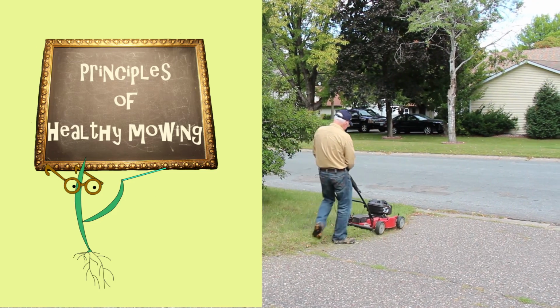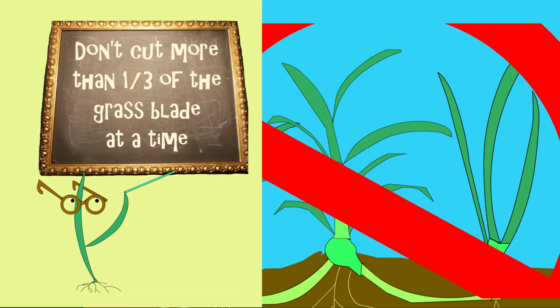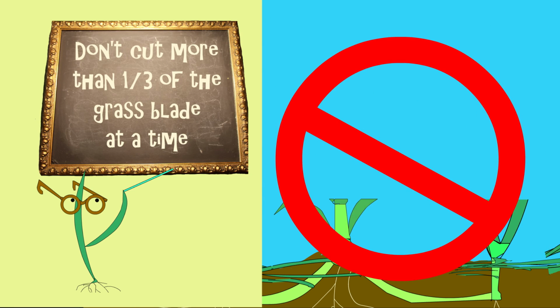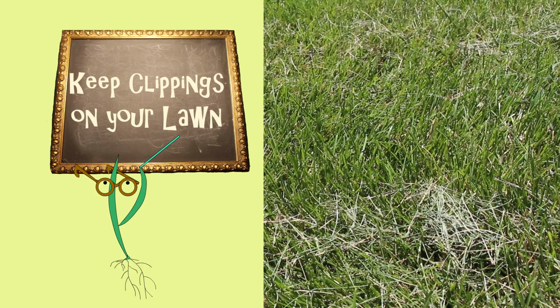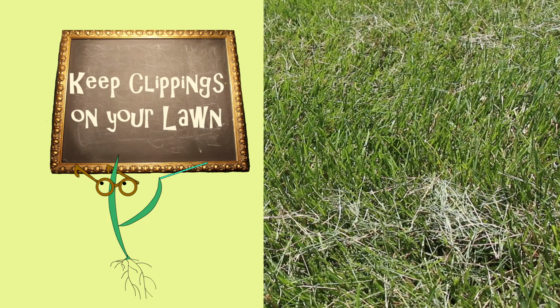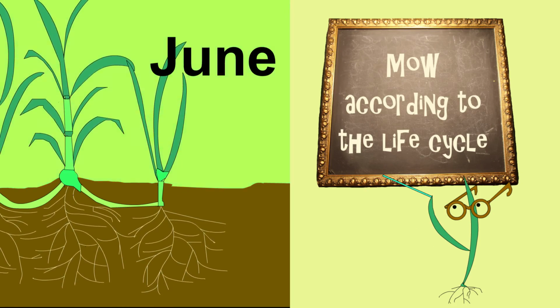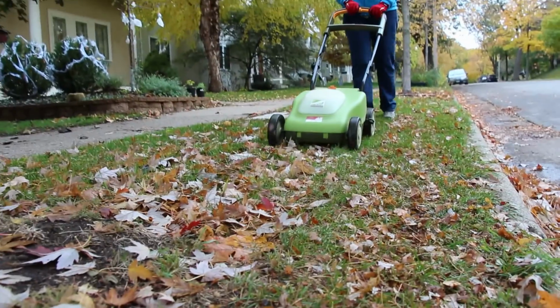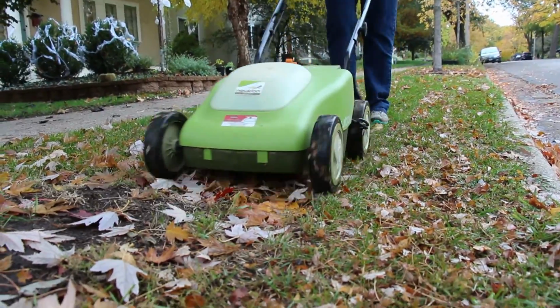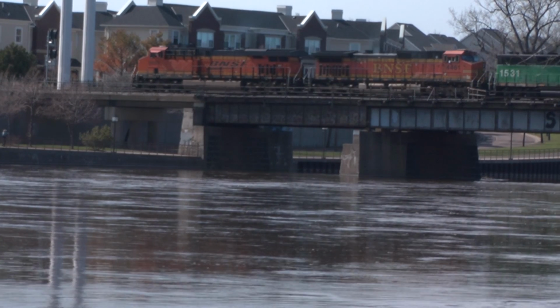Let's review the principles of good mowing. 1. Mow high. 2. Don't cut more than 1/3 of the grass blade at a time. 3. Keep your mower blade sharp. 4. Let grass clippings stay on your lawn. 5. Mow according to the life cycle of grass. Using these mowing techniques is an easy way to make your lawn fuller, greener, and healthier without adding chemical fertilizers that may end up in our waterways.